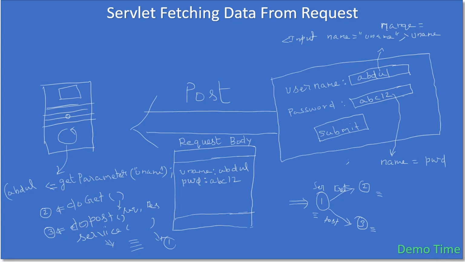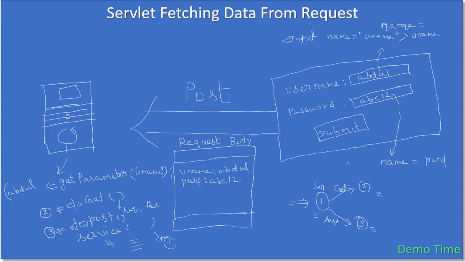We will go to Eclipse and we will create a HTML form, a login form which will contain username, password, two text fields and one submit button. Then we will see how we can submit these form information, that means username and password, as part of submit. So we will see both post and get method of posting the form input to the servlet.